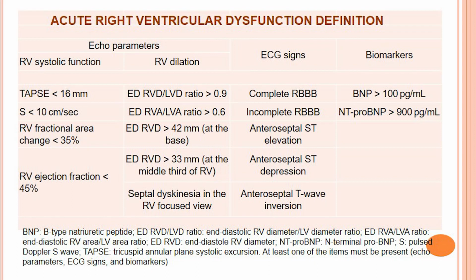On echo parameters, there are various indices which show RV dilation. Then ECG changes. We often get the ECG done in the ICU, and what we are supposed to look for is complete right bundle branch block, incomplete right bundle branch block, anteroseptal ST elevation, and anteroseptal T inversion. Others are the biomarkers, that is BNP and NT-proBNP. Whenever there is a rise in the BNP and NT-proBNP which is not explained by LV dysfunction, then we have to suspect right ventricular heart failure.